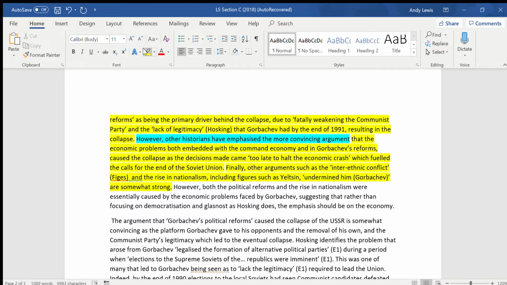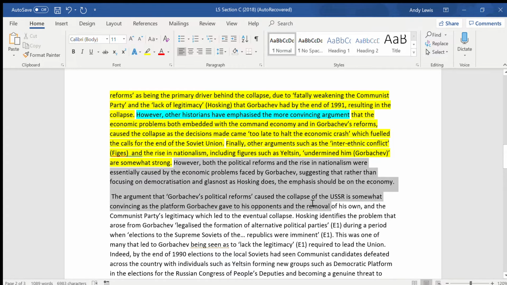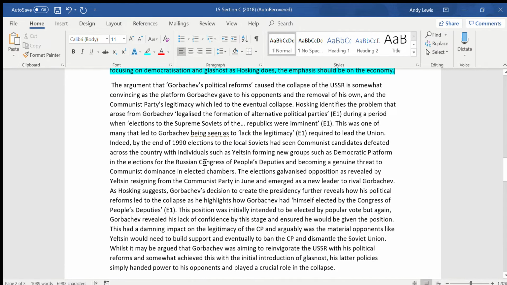Finally, other arguments such as the inter-ethnic conflict presented by Feiges and the rise in nationalism, including figures such as Yeltsin, undermined him, are somewhat strong. And then they finish their introduction with a really clear bit of evaluation. However, so they make sure they really give their judgment here. However, both the political reforms and the rise of nationalism were essentially caused by the economic problems faced by Gorbachev, suggesting that rather than focusing on democratization and glasnost, as Hosking does, the emphasis should be on the economy. Really strong, because they give you a judgment, a very clear judgment.